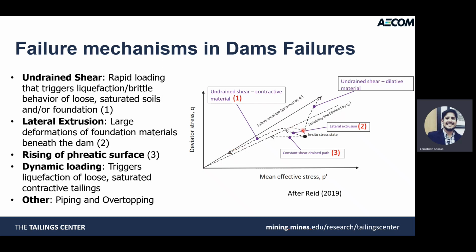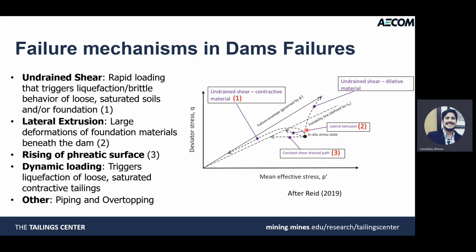Obviously, in the field, we're going to have other aspects in the behavior of these contracting materials. For example, we have lateral extrusion, we have constant shear drained path, or we have a more stable stress path, for example the undrained shear of a dilative material, in which we generate negative excess pore pressures, therefore we increase the mean effective stress, and therefore we increase the shear strength of the material.